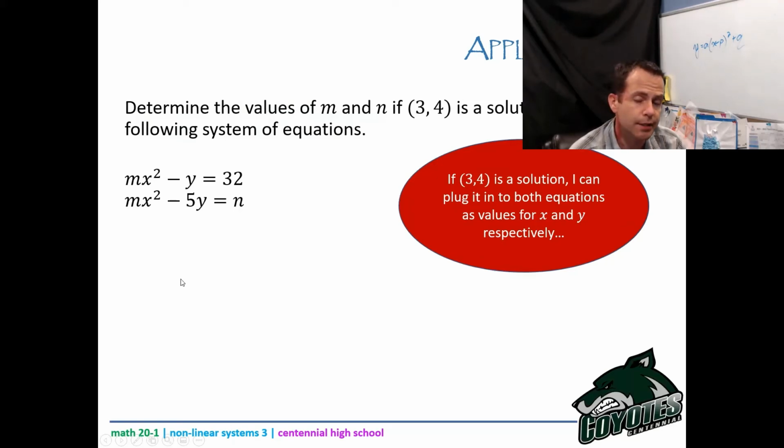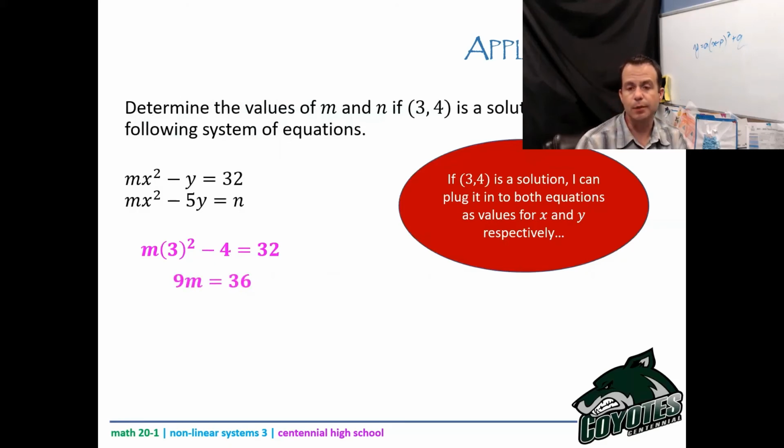So I'm just going to do that to the first equation for a second. And I notice that that equation has no n. So I actually very quickly can solve for m here. 3 squared is 9, so I have 9m minus 4 equals 32. I'll add 4 to both sides, and that gives me 9m equals 36. Then I just have to divide by 9. So m is going to give me 4.